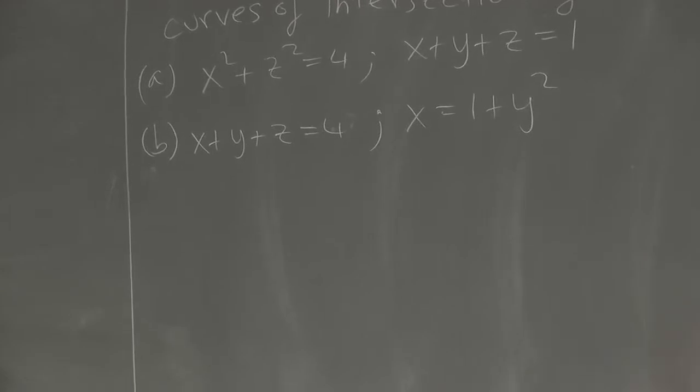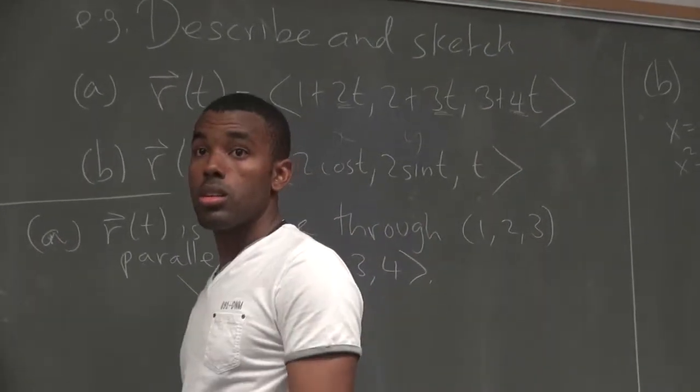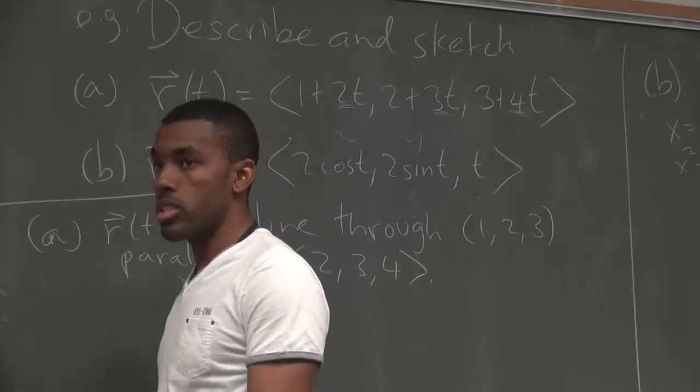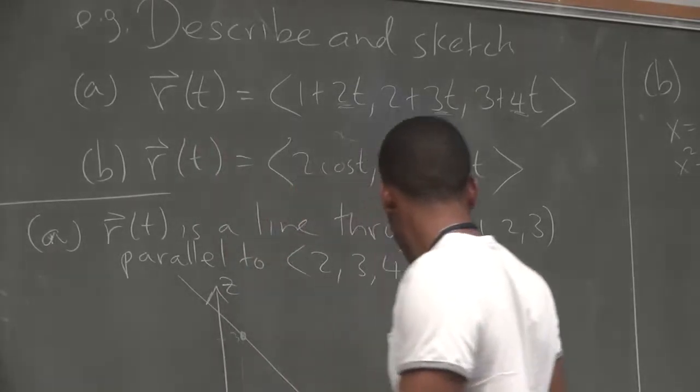The direction vector is given by the coefficients of t. Yeah, but how did you find out it was parallel? Because that's what the direction vector is. The vector is parallel to the line. I'm not sure what you mean.